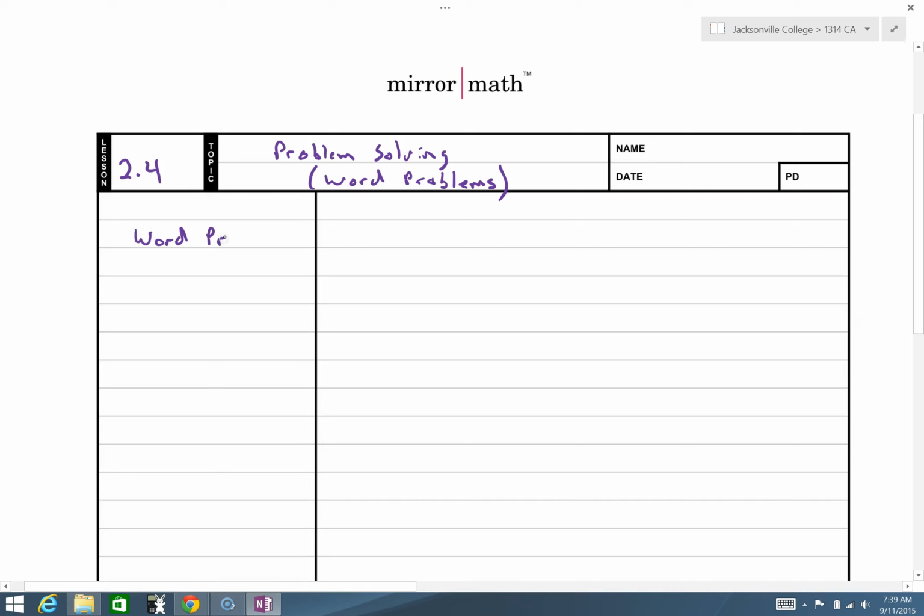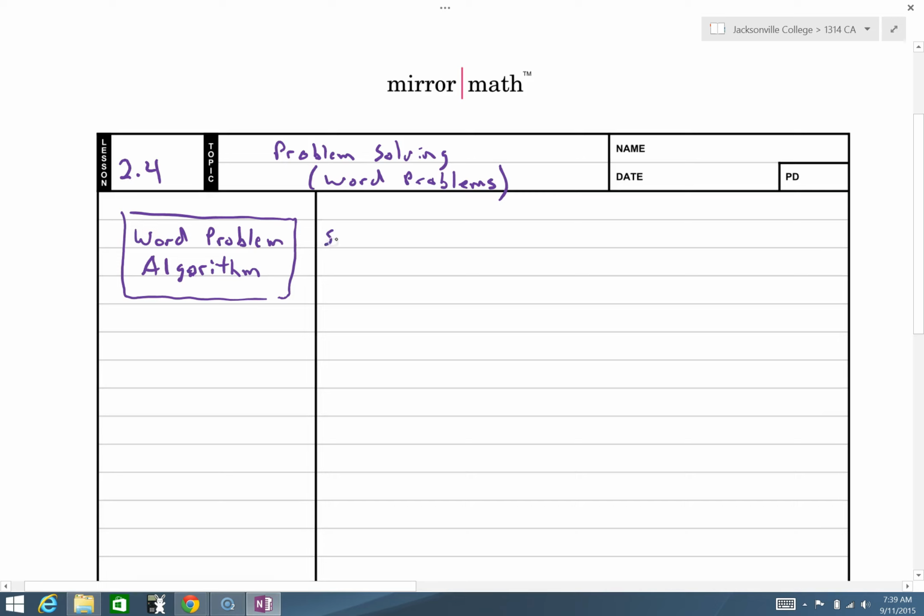Word problem algorithm. Algorithm just means procedure. All right.